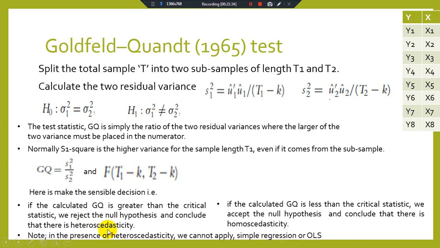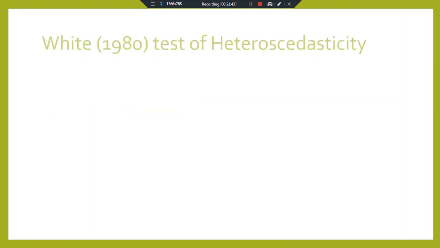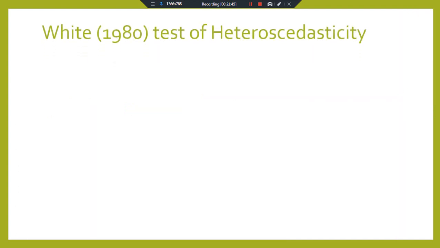So keep it in mind that in the presence of heteroscedasticity, we cannot apply simple OLS. Okay, there is another very well known test, the White test, which is available in every software. Even if you are using EViews, this particular test is available in the software as well. Okay, let's discuss the steps, what we have to do for testing heteroscedasticity in our data.